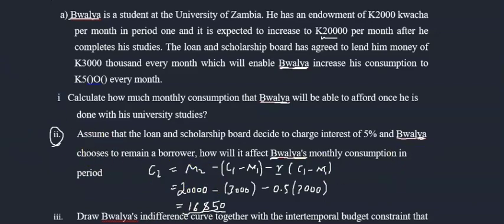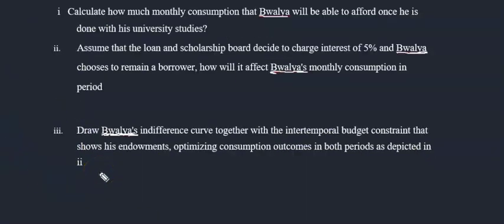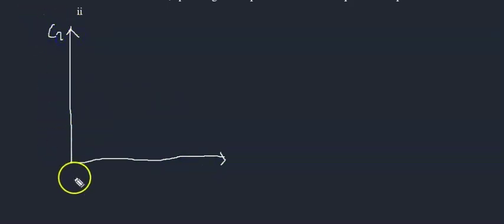Let me just scroll down. So let's work on the last question, number 3. Draw Walia's indifference curves together with the intertemporal budget constraint that shows his endowment, optimization, and consumption outcomes in both periods as depicted in 2. So let me just scroll a bit. Here we are. We need to draw the graph like so. Then we'll have C2 here, and C1 there.